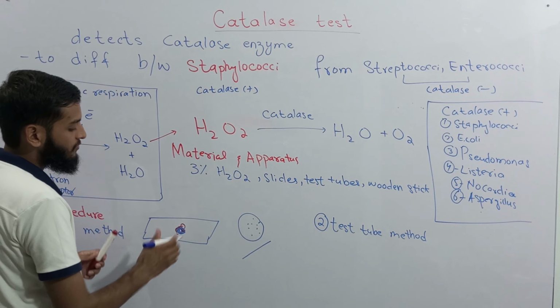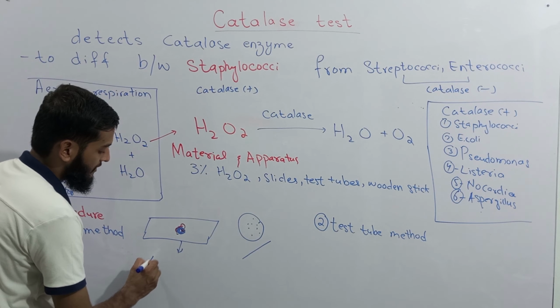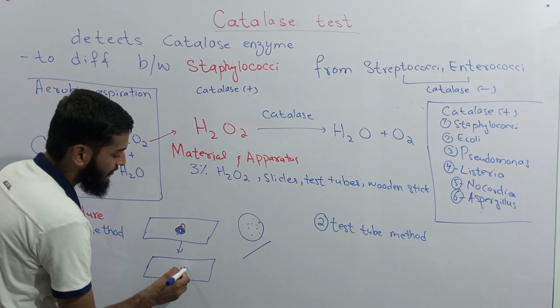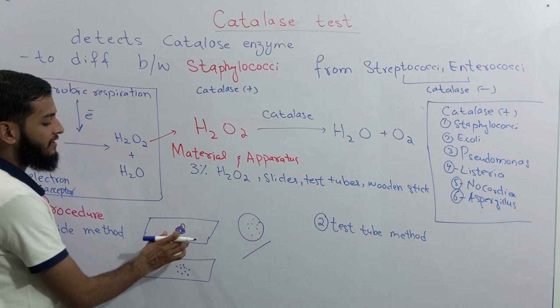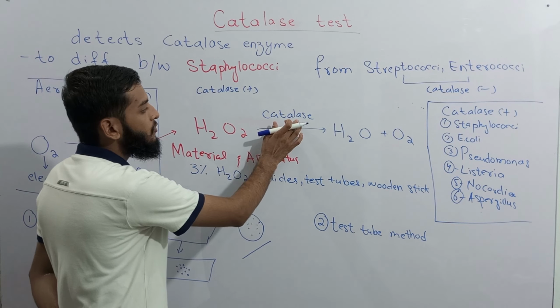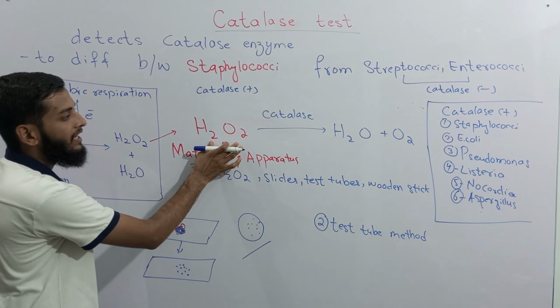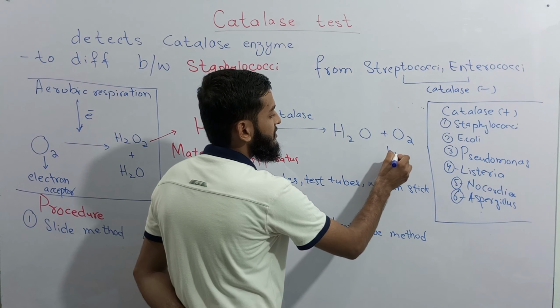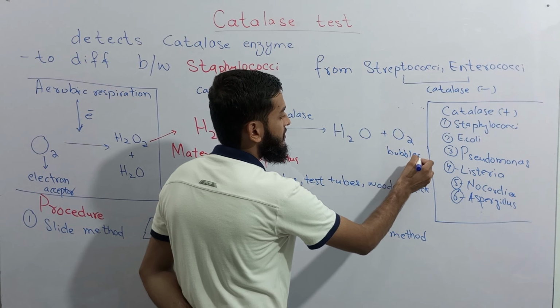When we add the drops of hydrogen peroxide, on the slide we can clearly see bubble formation, because bacteria use this catalase enzyme to break down the hydrogen peroxide which we have added, resulting in the formation of oxygen, which can be seen in the form of bubbles.